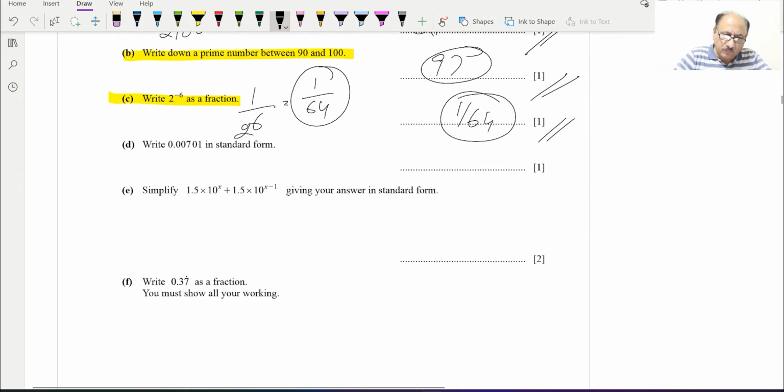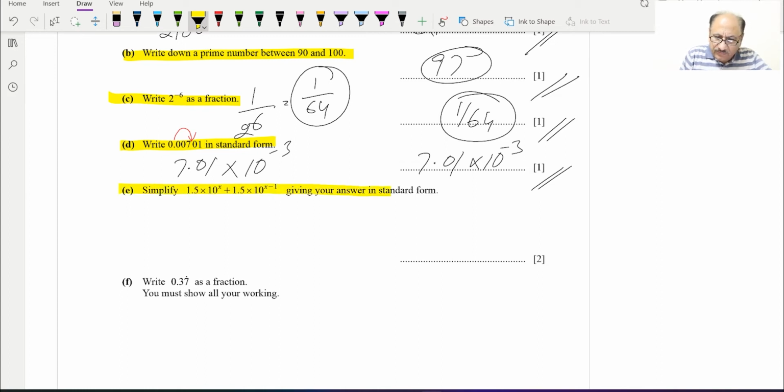Next, write 0.00701 in standard form. So for standard form, we need to move the decimal to after 7. So this will be 7.01 times 10, we are moving 3 digits to the right, so 10 raised to the power minus 3. We can write 7.01 times 10 raised to the power minus 3, and this is a 1 mark question.